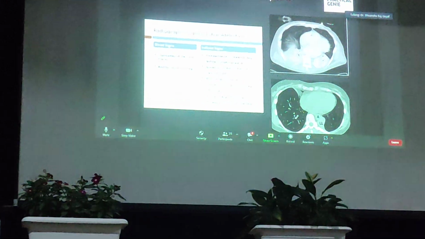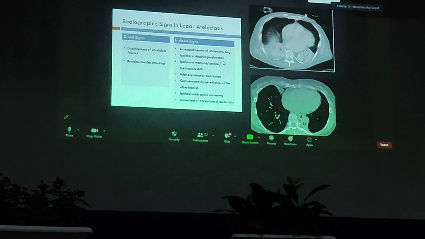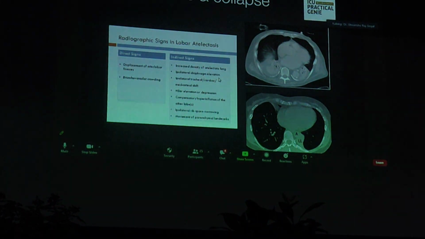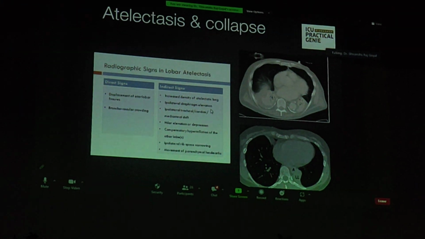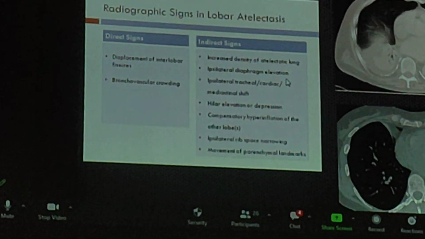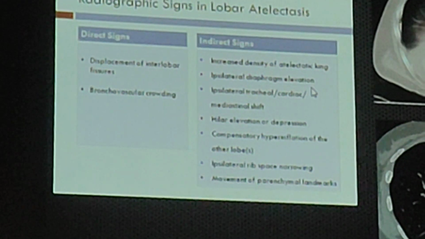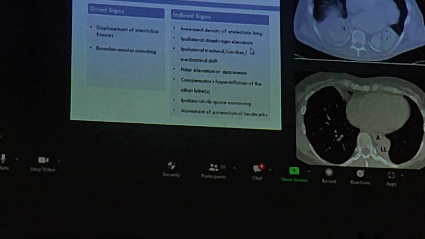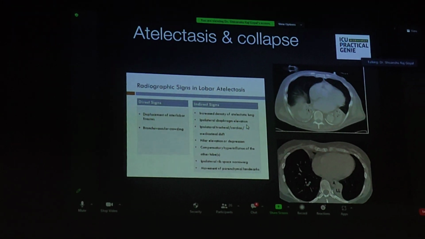You can obviously go back and read about the radiological signs of collapse. Direct signs and indirect signs. These are very, very important. Frequently asked in exams, whenever you are put up a radiograph, they will ask you the direct signs of collapse and indirect signs of collapse.